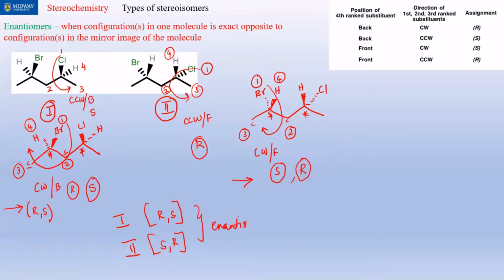That's what I meant by if the configurations in one molecule are exact opposite to the configurations in the mirror image of the molecule. So molecule 2, this is how we draw a mirror image in chemistry, at least. We don't draw an actual mirror, but we show the mirror image. So molecule 2 is a mirror image of molecule 1. So these are enantiomers. Let's finish diastereomers in the same context.